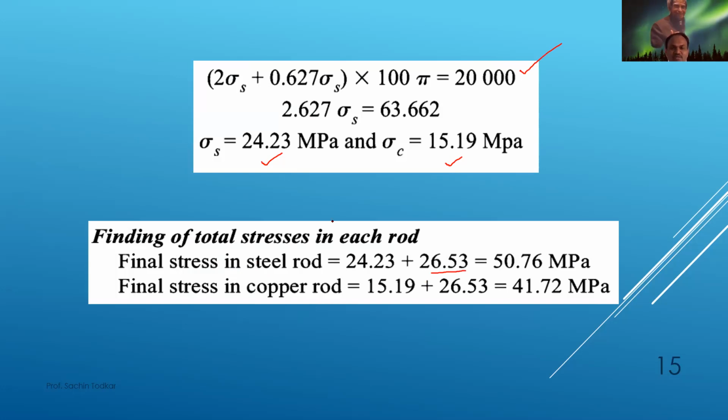So the final stress in the steel rod will be 24.23 megapascal plus 26.53, which is the initial stress, so the total stress will be 50.76 megapascal. Similarly, the final stress in the copper rod is 15.19 megapascal plus 26.53, so it will be 72 megapascal as the final stress in the copper rod.